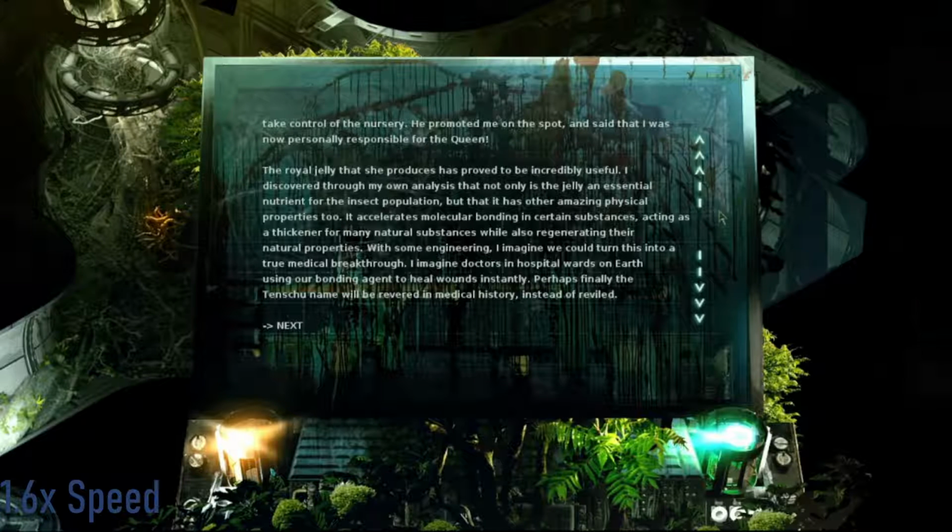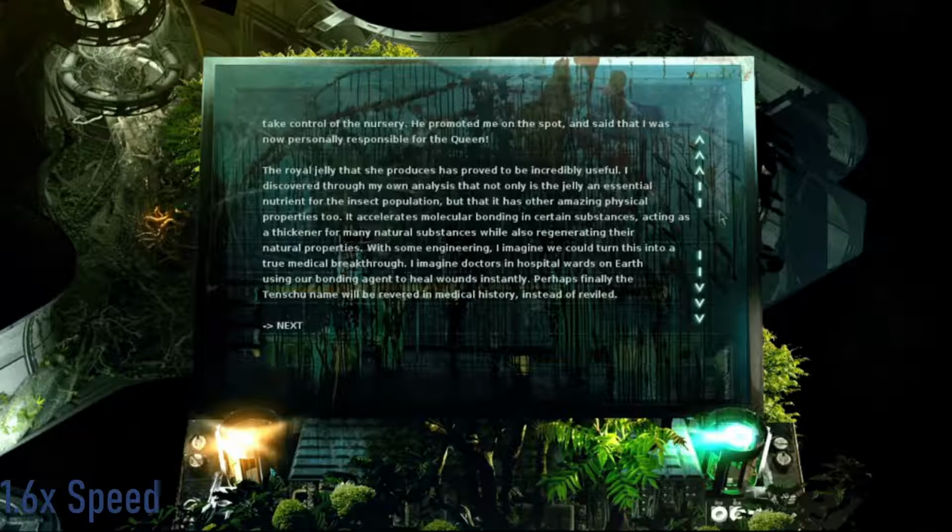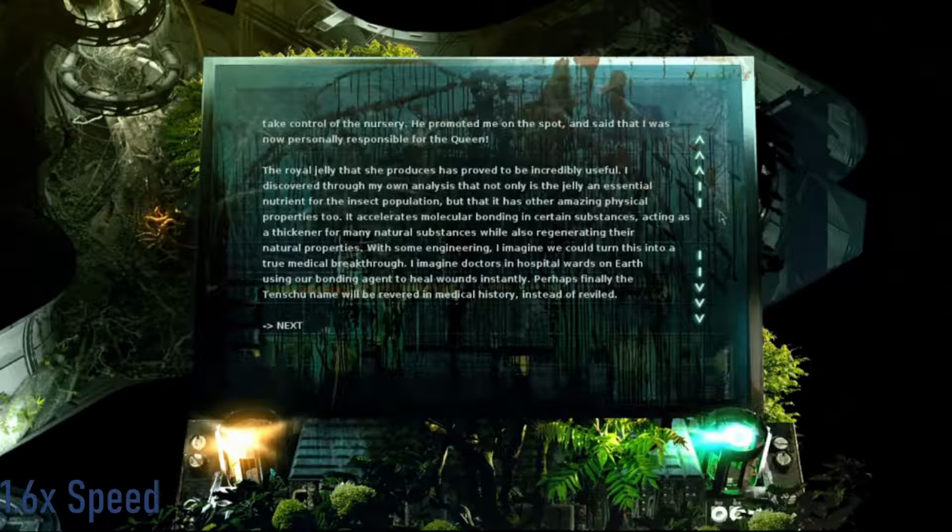The royal jelly that she produces has proved to be incredibly useful. I discovered through my own analysis that not only is the jelly an essential nutrient for the insect population, but that it has other amazing physical properties too. It accelerates molecular bonding in certain substances, acting as a thickener for many natural substances while also regenerating their natural properties. So this might be what happened to the fungi, right?